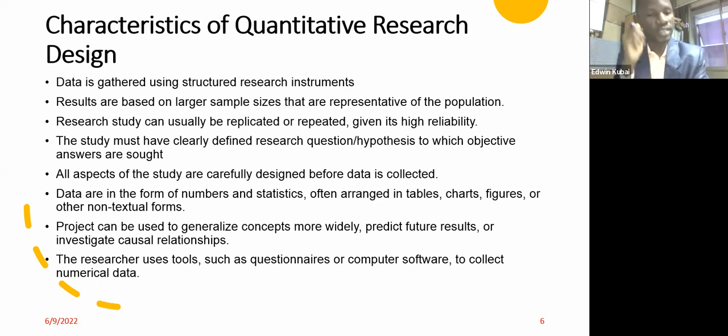So you must come up with clear research questions or clear hypotheses, and then be able to come up with objectives that are also clear, and you can respond to those objectives in a way that your audience can understand. All aspects of the study are carefully designed before data is actually collected. So make sure that the aspects of the study are carefully designed before data is actually collected.